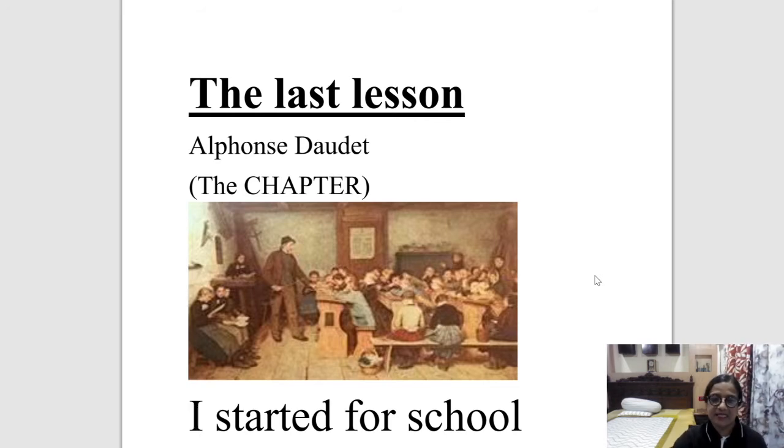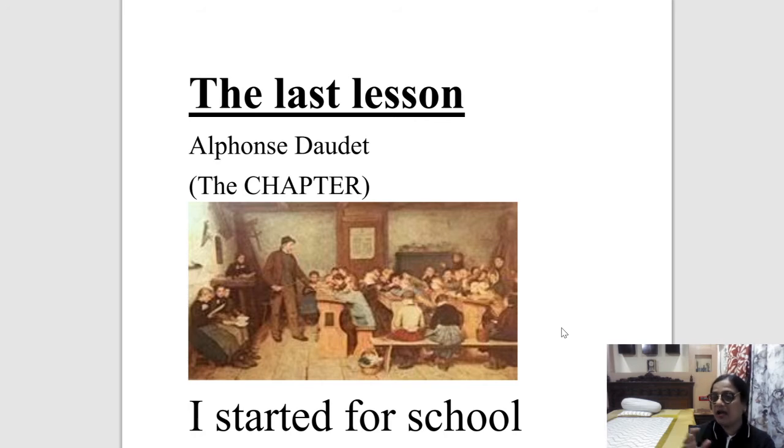Now, this last lesson, viewers and students, let me inform you that this last lesson was written at the time of the Franco-Prussian War, that was in 1870 to 71. All right. So in this war, the Franco-Prussian War, France was defeated, and therefore the two districts of France, Alsace and Lorraine, were to be incorporated to Germany. It was to be given to Germany.